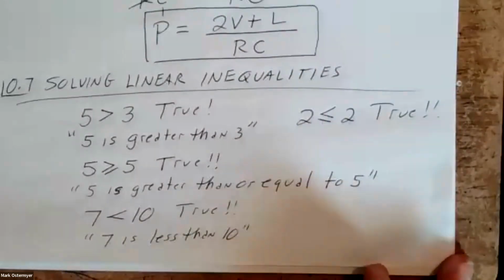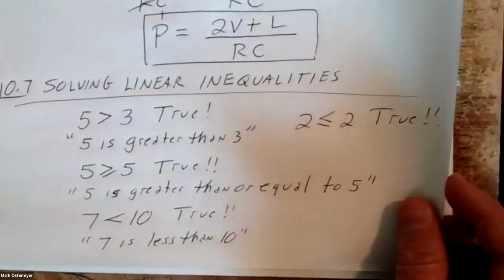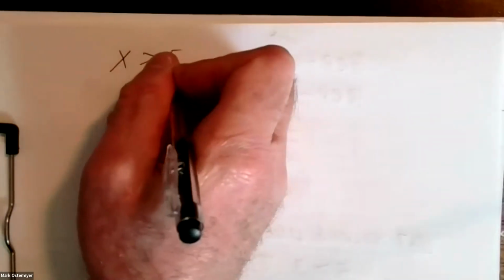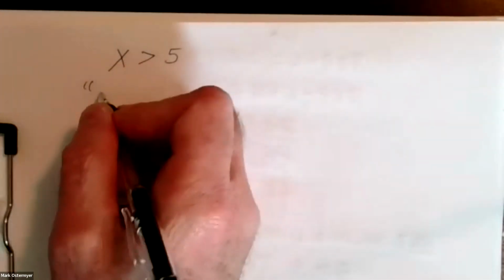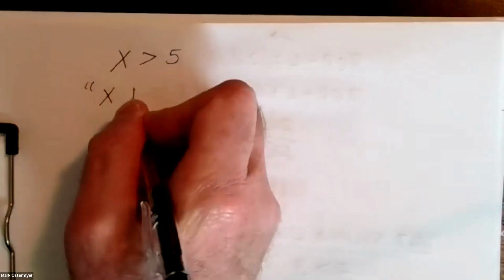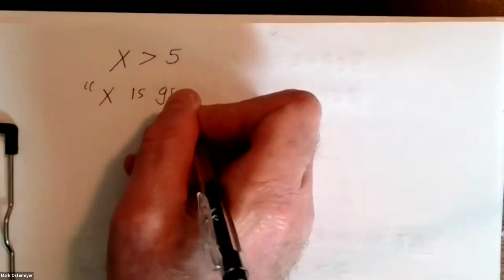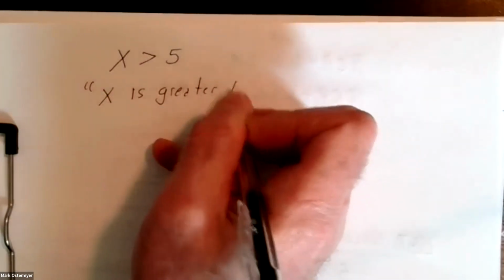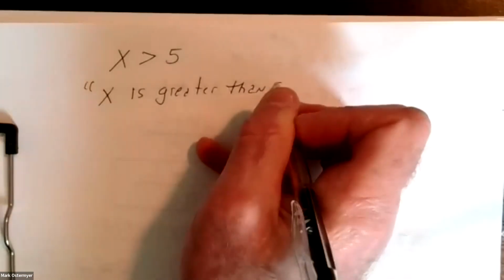These are called inequalities here. All right, so we're going to be solving what are called linear inequalities in one variable. Now, suppose I give ourselves this inequality here. How do we read what we're looking at? We say x is greater than 5.